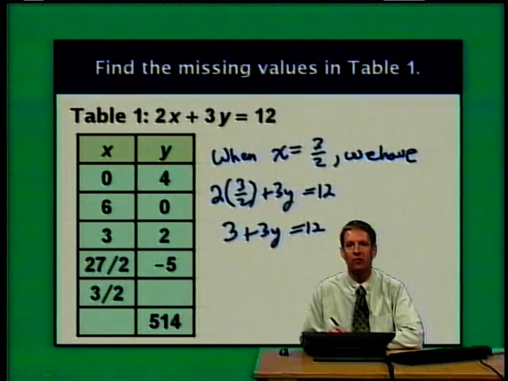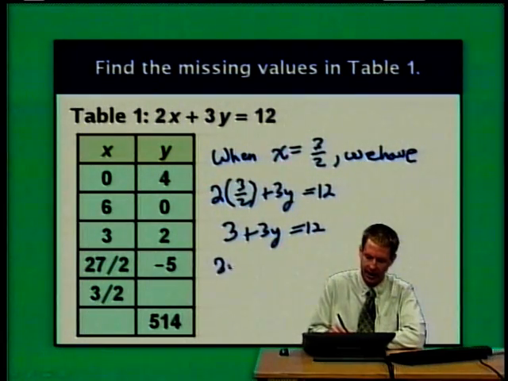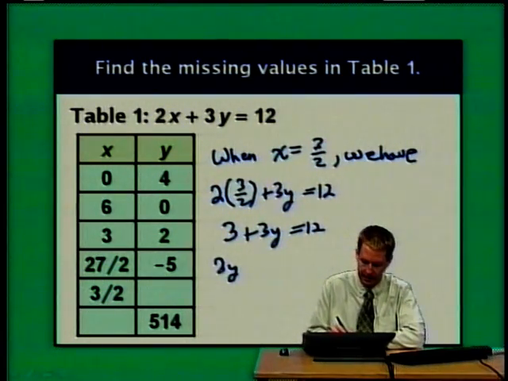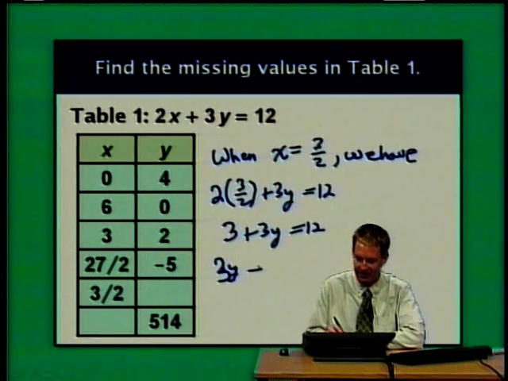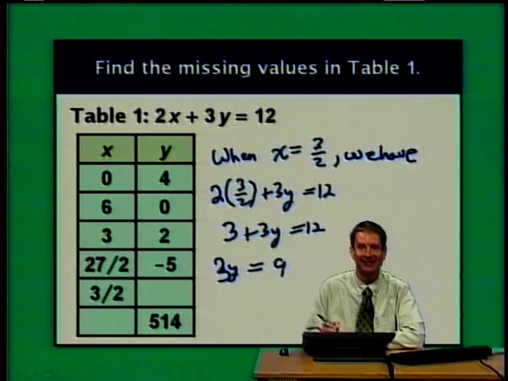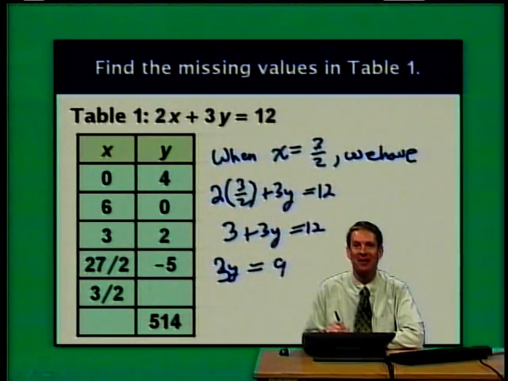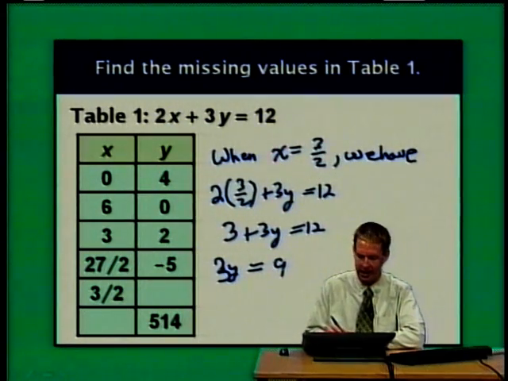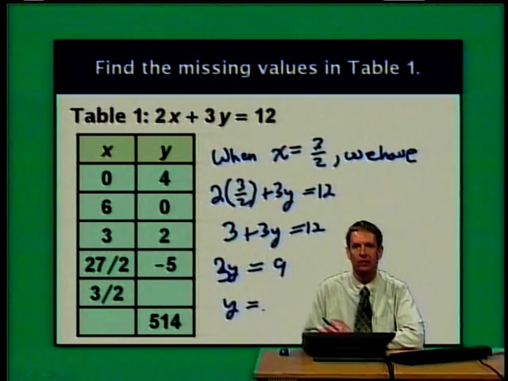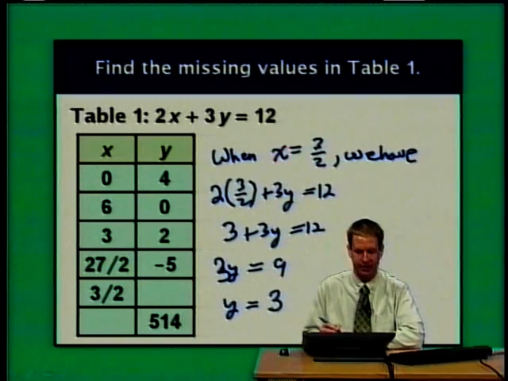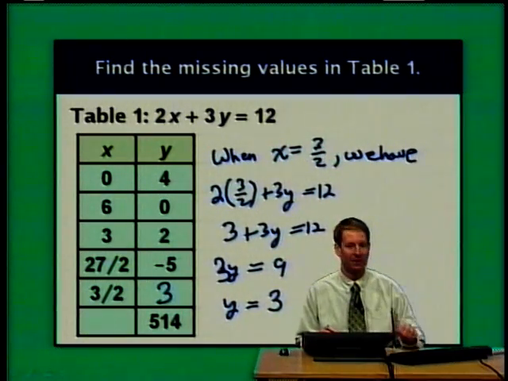Subtracting 3 from both sides of the equation, on the left we're left with 3y. On the right we're left with 12 minus 3, which is 9. And if we divide both sides of the equation by 3, we have y equals 9 divided by 3, which is 3. One more.